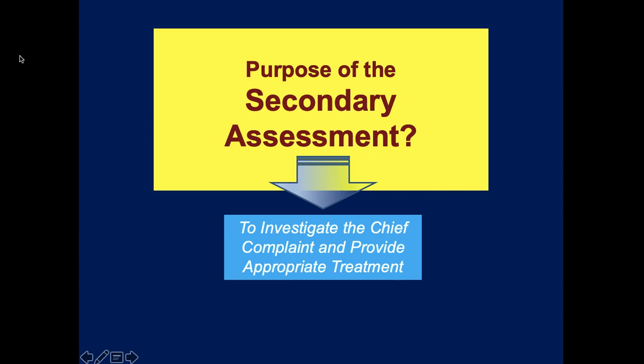So we have this person, we've opened their airway, we've suctioned their airway, we're doing bag valve mask ventilations on this patient, we've inserted a nasopharyngeal airway, and now we want to investigate the chief complaint. So the purpose of the secondary assessment is to investigate the chief complaint. In this case, with this gentleman in the previous scenario, his chief complaint was an altered mental status secondary to a drug overdose. So we're going to investigate the chief complaint, and we're going to provide whatever appropriate treatment he or she might need.